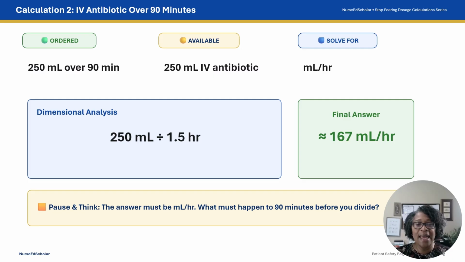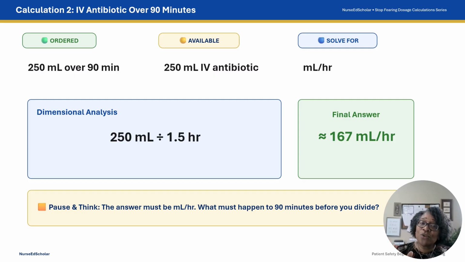So let's see. You have a provider order. Let's just say provider orders to infuse 250 milliliters of an IV antibiotic solution over 90 minutes. What's available? You have a 250 milliliter IV bag of antibiotic. And you want to solve for milliliters an hour. So at what rate in milliliters an hour should the nurse program the IV pump?